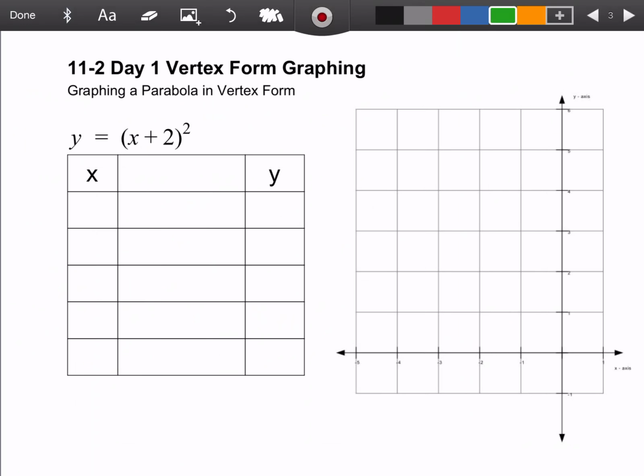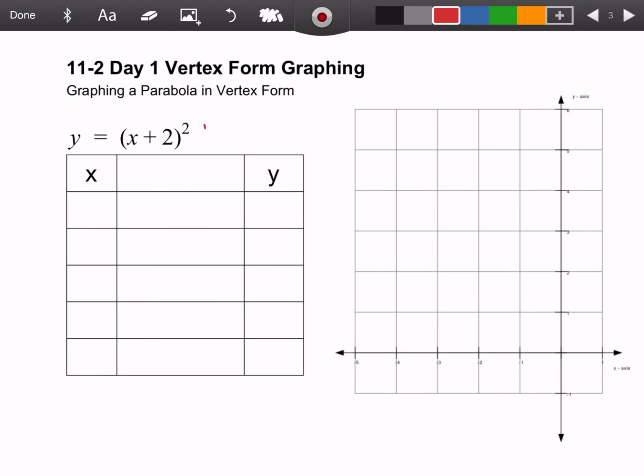In this case, for this example, I'm not going to rewrite the whole thing. I'm just going to put a plus 0 at the end. So that means our vertex would be -2, 0. Remember, it's always opposite in the parentheses. So it looks like a positive 2, but it's a -2. So we're going to put -2, 0 here, and we're going to plot that right there for our vertex.